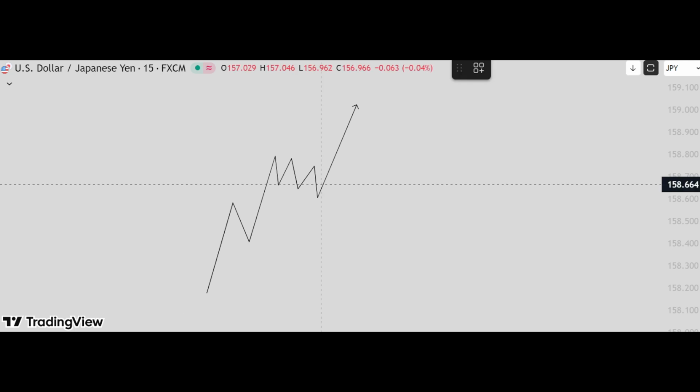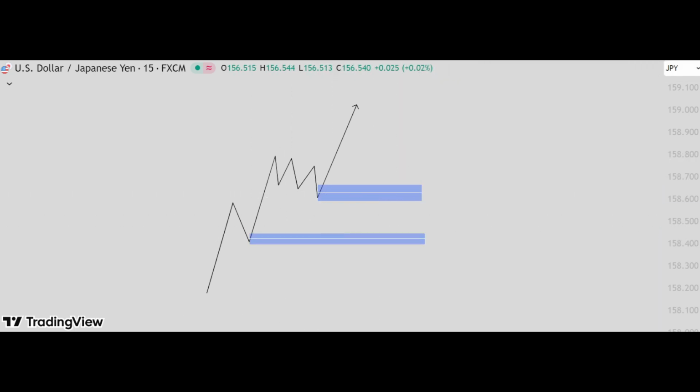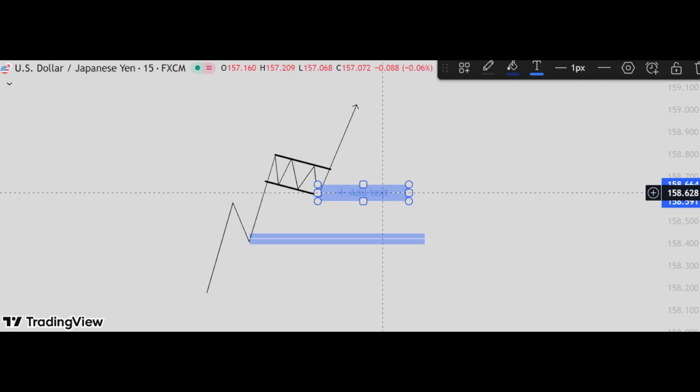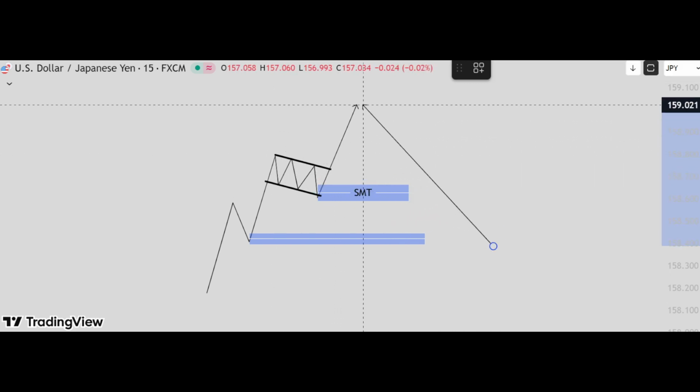As you can see here, would you pick this zone, this demand, or this one? This is simple to identify. If you can throw a trend line on it, then it is liquidity. And this zone or this demand becomes a smart money trap, SMT. Price took liquidity from the high, then price will come back. Price needs to retrace back.